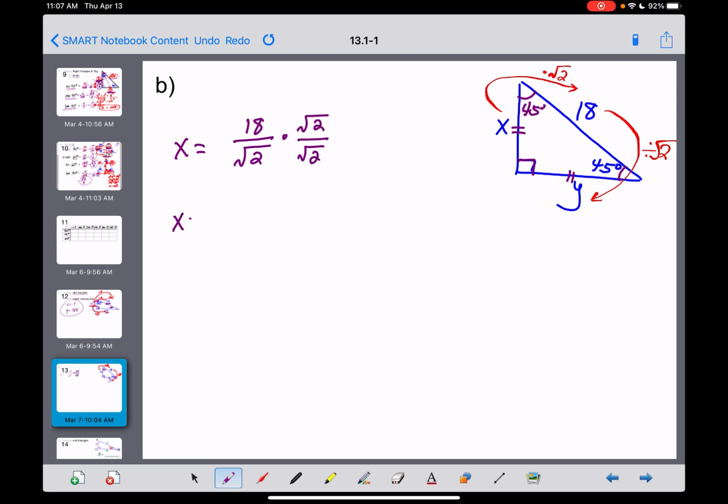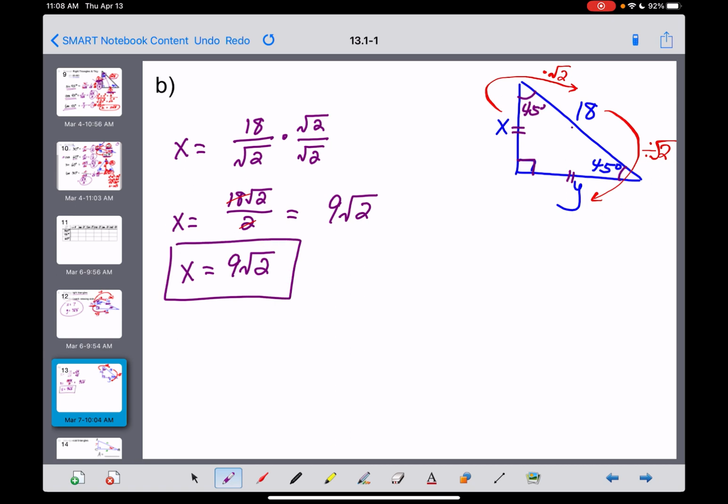So what does that do for us? X is now 18 root 2 all over root 2 times root 2, which is 2. Now we can divide a 2 out from the 18 and the 2, and that leaves us with an answer of 9 times the square root of 2. Just a 1 in the denominator. So that's our value for x, 9 root 2. We took the 18, which was the hypotenuse, and divided by the square root of 2 to get x.